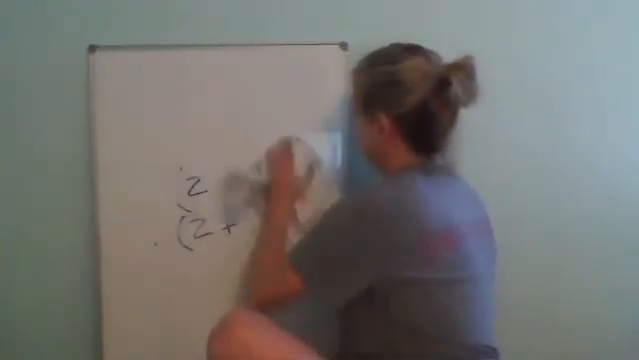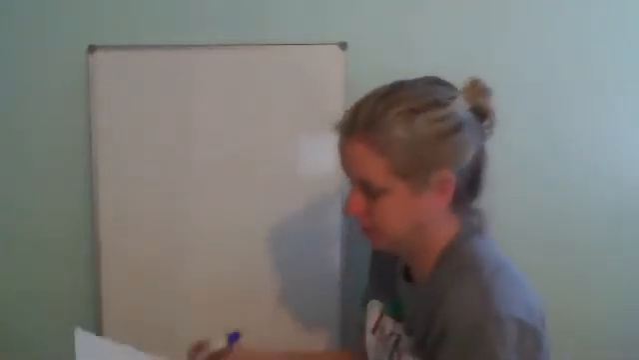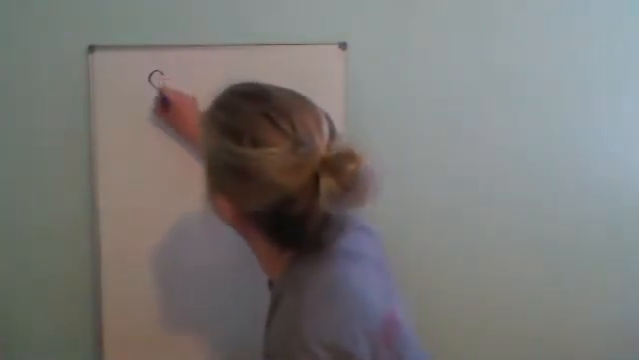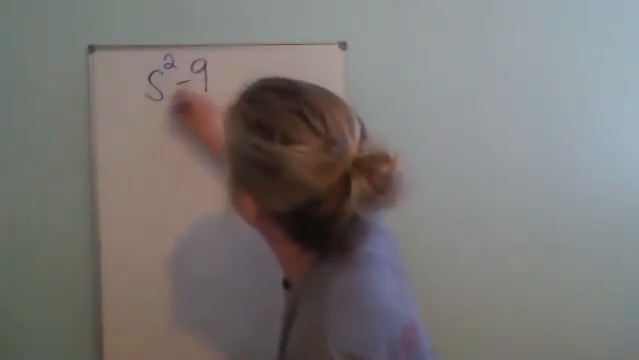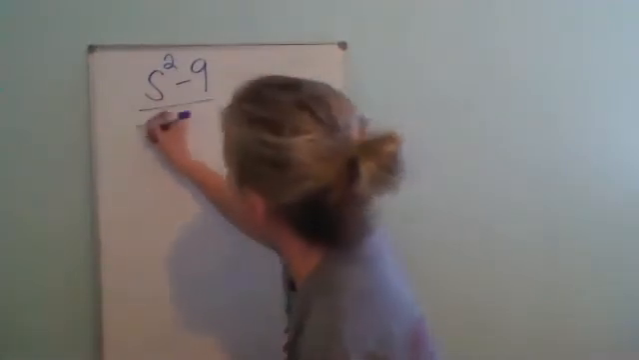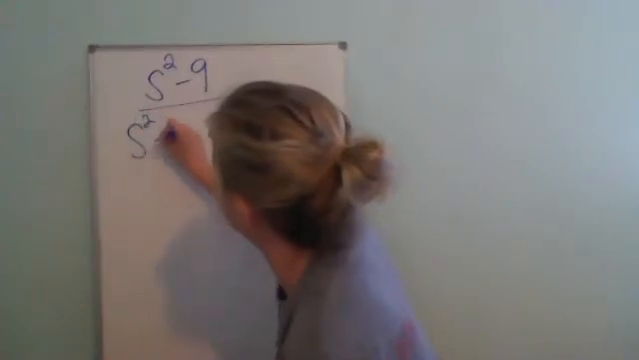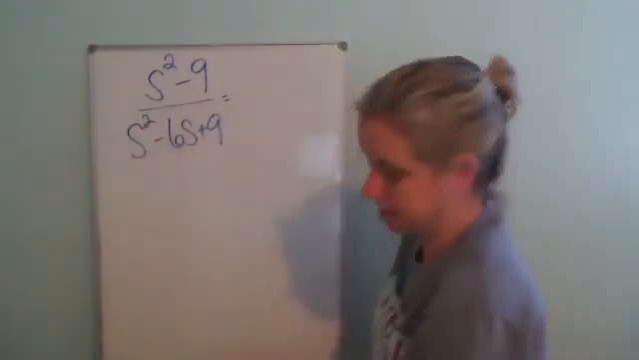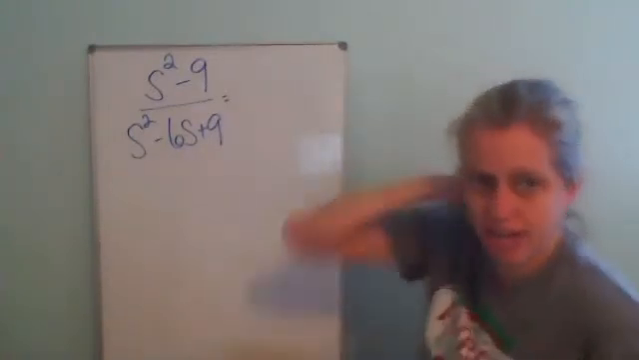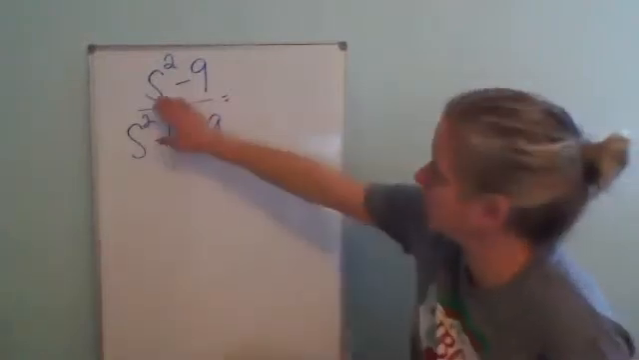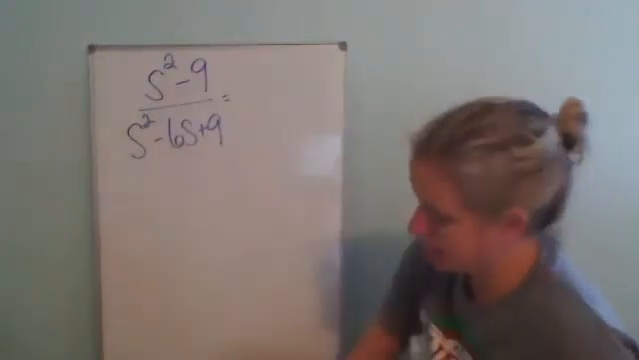All right, number 4. Another simplify, s squared minus 9 over s squared minus 6s plus 9. So let's see, again, before we can do any canceling, we've got to factor everywhere that we can. So looking at the top, I have s squared minus 9.